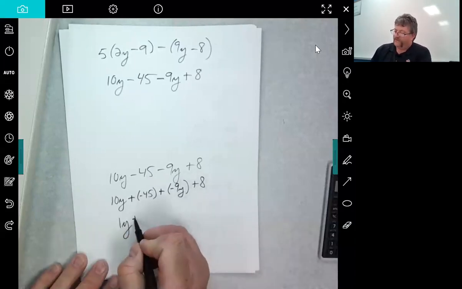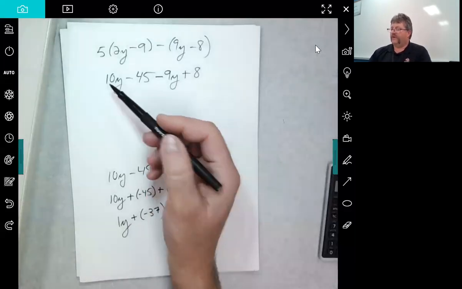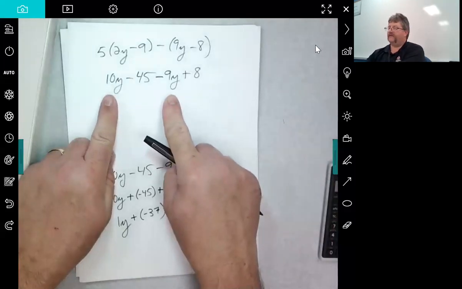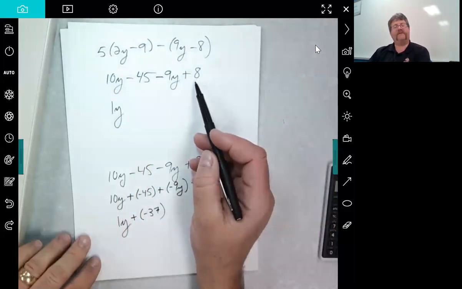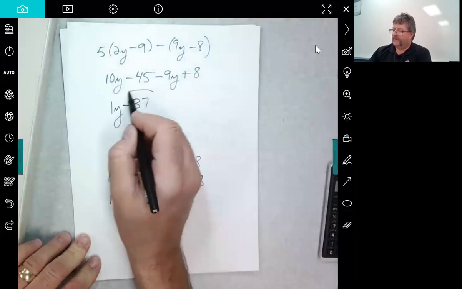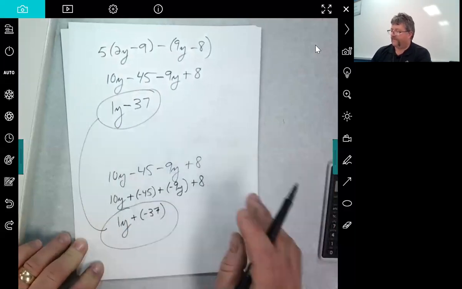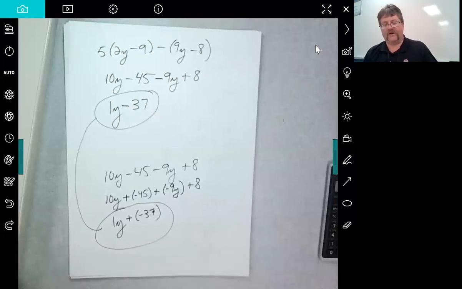So I could write plus negative 37. Okay? You can do it here. Look at this. 10y minus 9y, just subtract them. 10 minus 9 gives me 1y. A negative 45 and a positive 8 gives me a negative 37. I can just write it as minus 37. Okay, you see there's a difference in appearance between these two, but they are not different answers. It's the same answer, just shown a little differently. Okay, so work on it if that troubles you at all. I don't think it should.